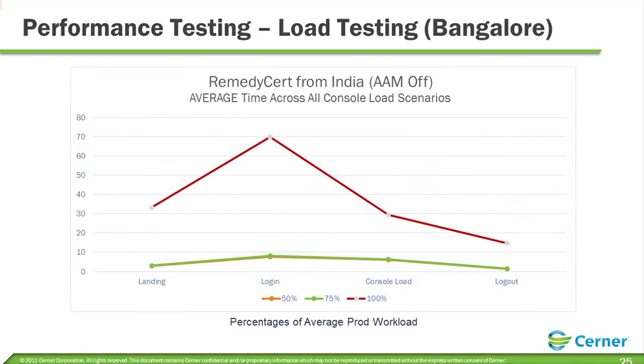So we started to do some performance testing with an upgrade that we did this year. We'll jump through this because we'll revisit it later. But the colors of the lines indicate a percentage of our production workload. So this is in our certification environment. With AM off, our average page load time is about 10 seconds up to 75% of the production workload. When we hit 100%, page load times go off the charts, 60, 70 seconds, and that was the experience that we were told was the norm in prod from our users in India.